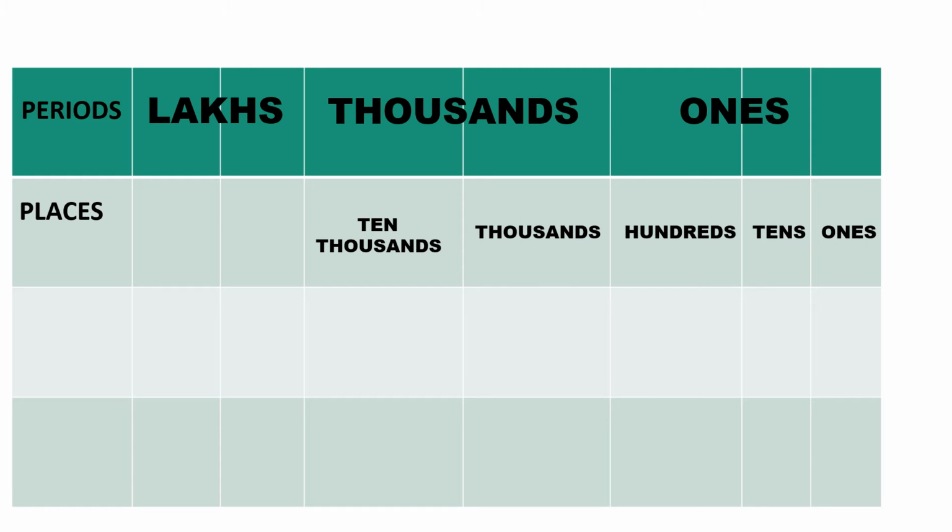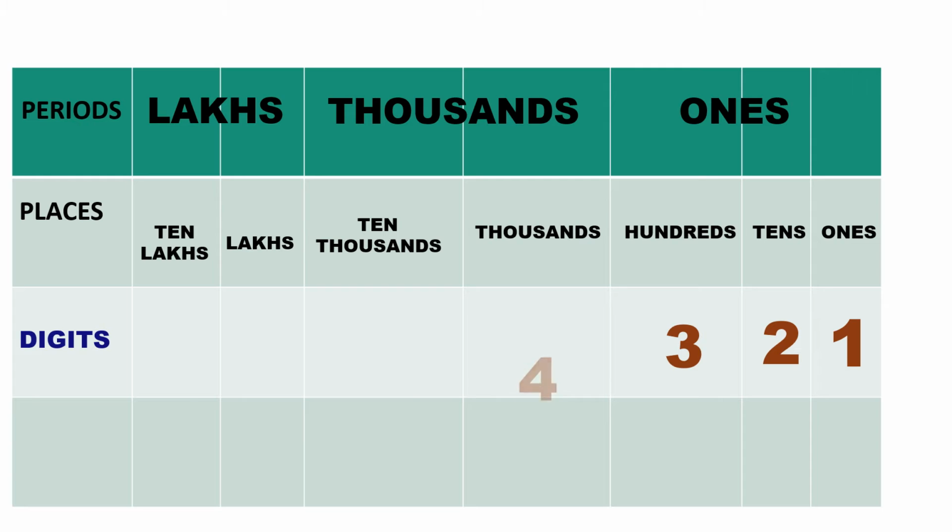Next period is lakhs. How many places are coming under it? Yes, you are absolutely right. 2. They are lakhs and 10 lakhs. The number of digits corresponding to each period are given below. 1, 2, 3, 4, 5, 6 and lastly 7.